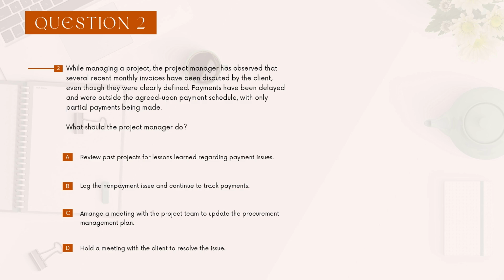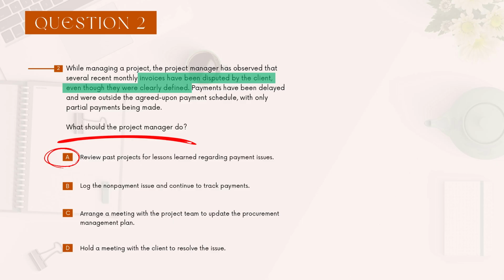Question number 2. While managing a project, the project manager has observed that several recent monthly invoices have been disputed by the client, even though they were clearly defined. Payments have been delayed and were outside the agreed upon payment schedule, with only partial payments being made. What should the project manager do? All right. So, number 1, frame the problem. Invoices have been disputed by the client, even though they were clearly defined. Hence, the payments have been delayed.